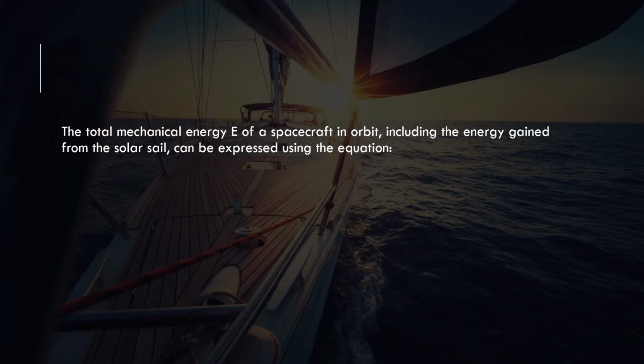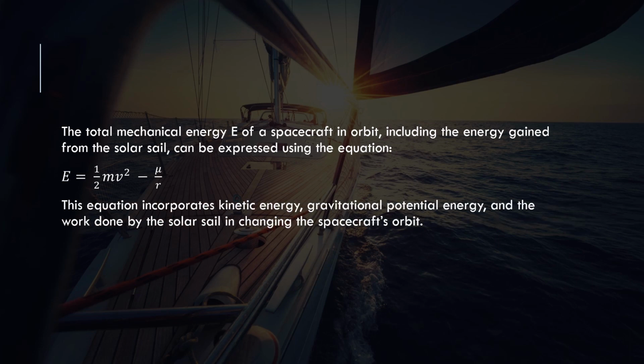The total mechanical energy E of a spacecraft in orbit, including the energy gain from the solar sail, can be expressed by the equation E = ½mv² − μ/r. This equation incorporates kinetic energy, gravitational potential energy, and the work done by the sail in changing the spacecraft's orbit. Several spacecraft have incorporated solar sail technology.